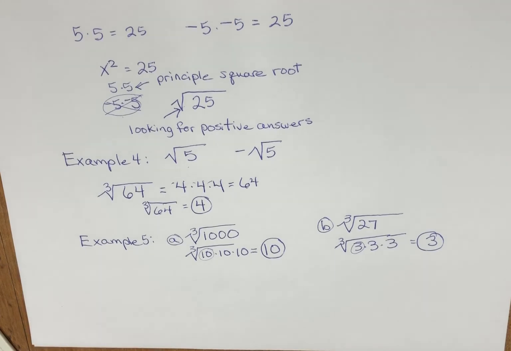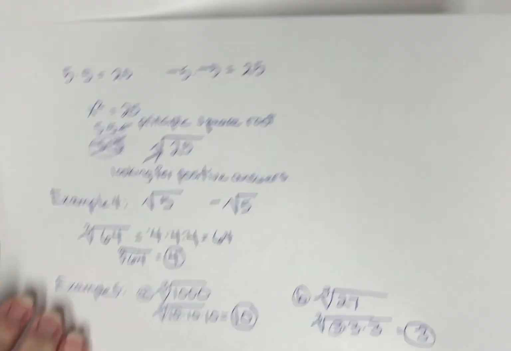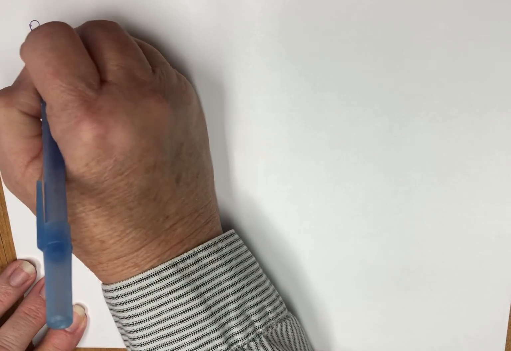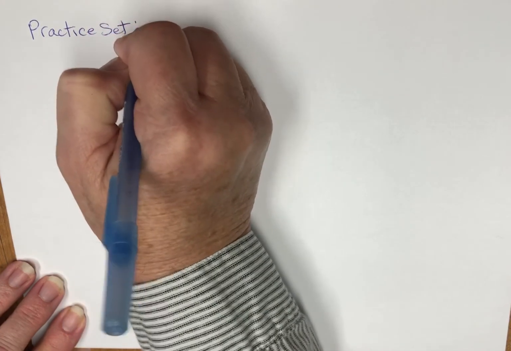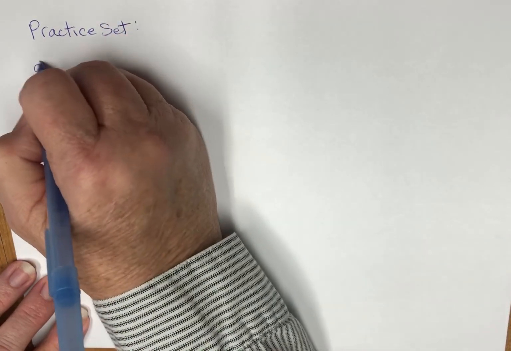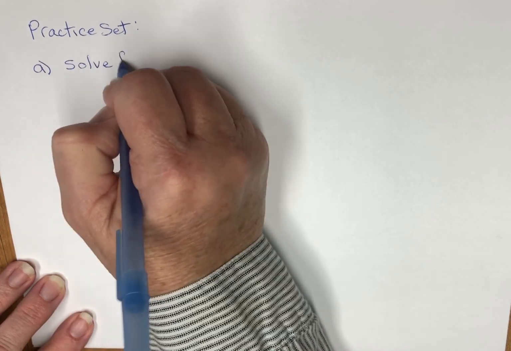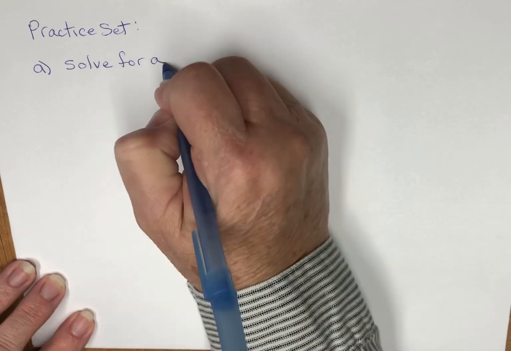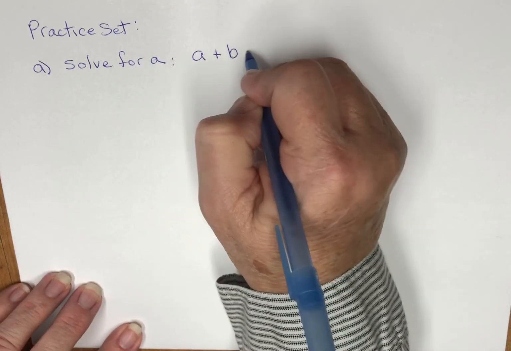So now we are up to our practice set, and we only go up through G. We'll work those out together here. Make sure you're doing your practice sets when you turn your homework in. They will help you be ready. So here's the practice set. A, it asks us to solve for A. And here's our problem. A plus B equals C.